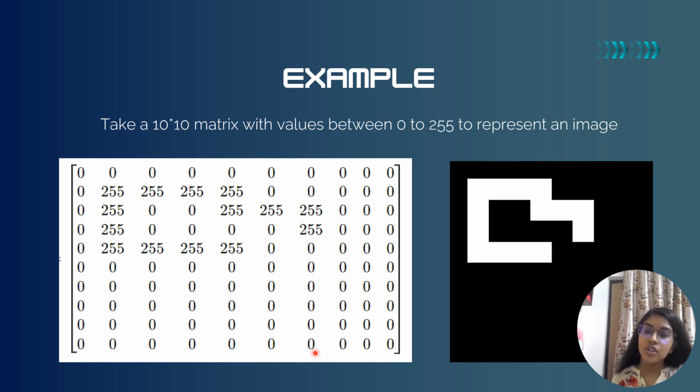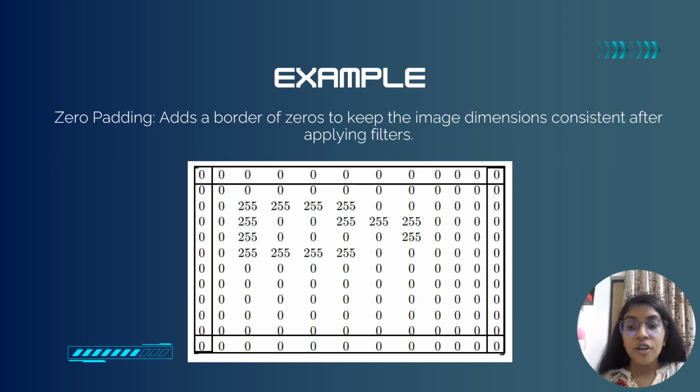Now we'll perform convolution. But as you remember, while performing convolution, each pixel has to have neighboring pixels, but these border pixels, as you can see, have fewer neighboring pixels. Like this one only has three. The upper and the left ones are missing. For this we have a solution. We add zero padding, which is basically a border of zeros, to keep the image dimensions consistent after applying the filters.